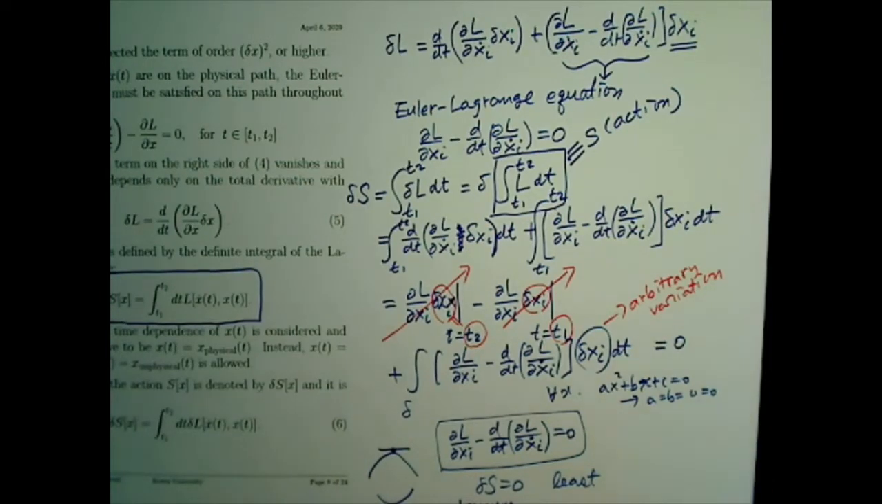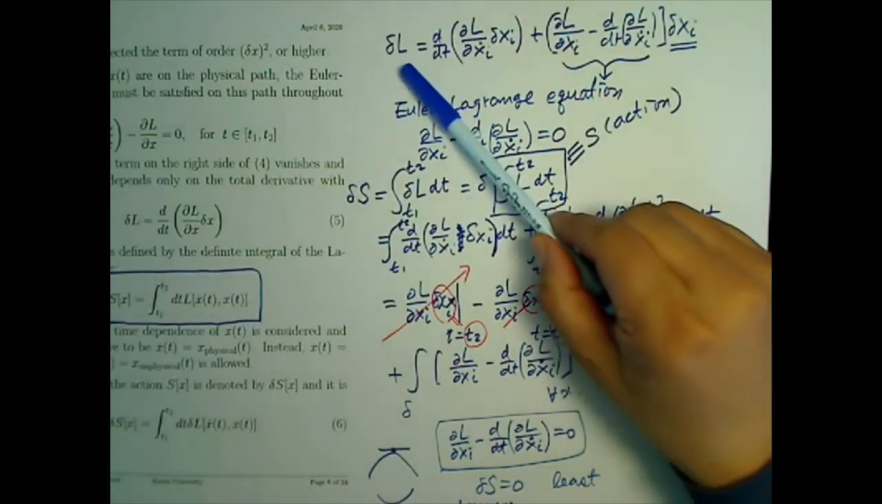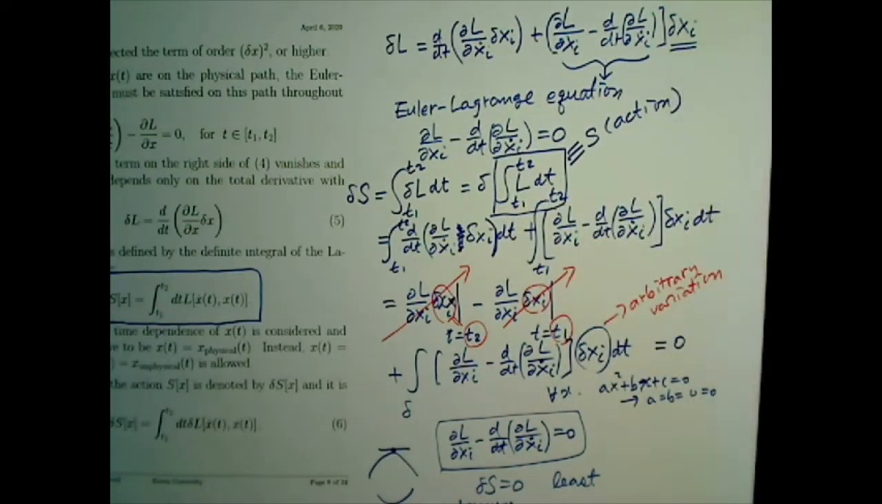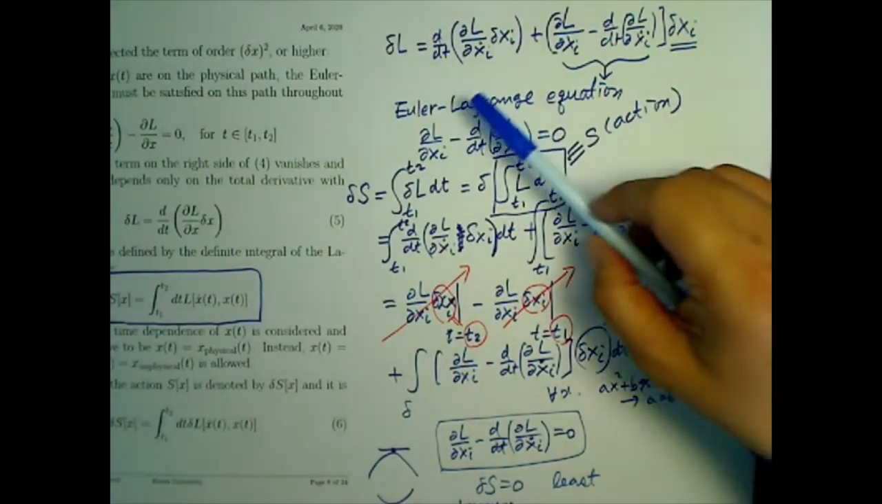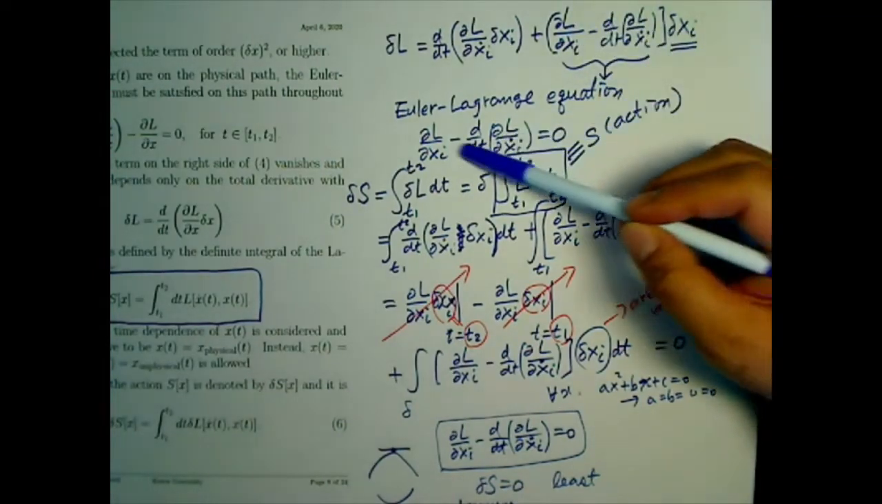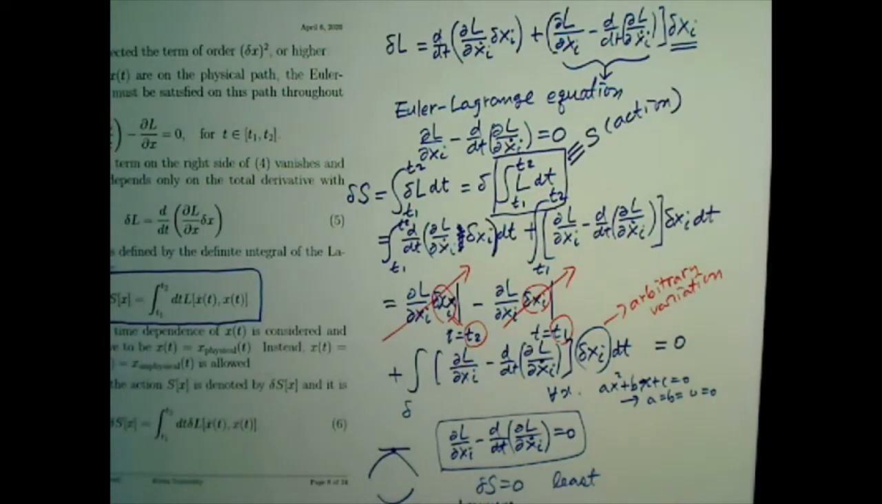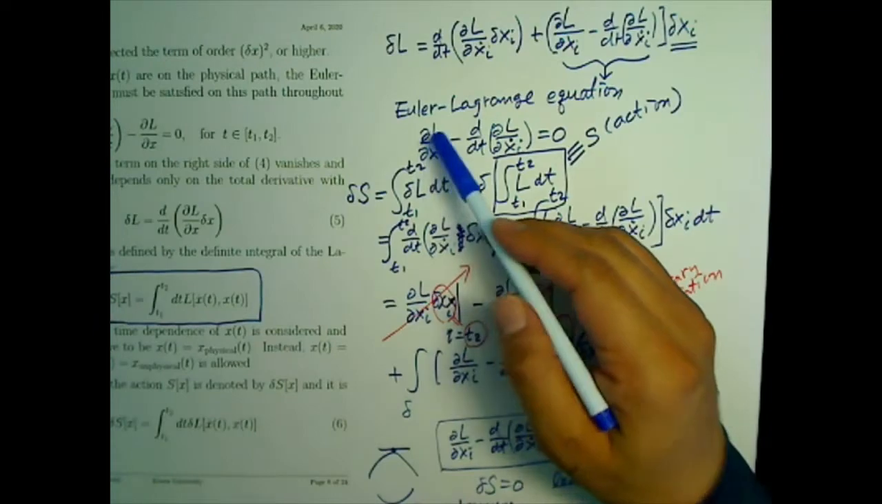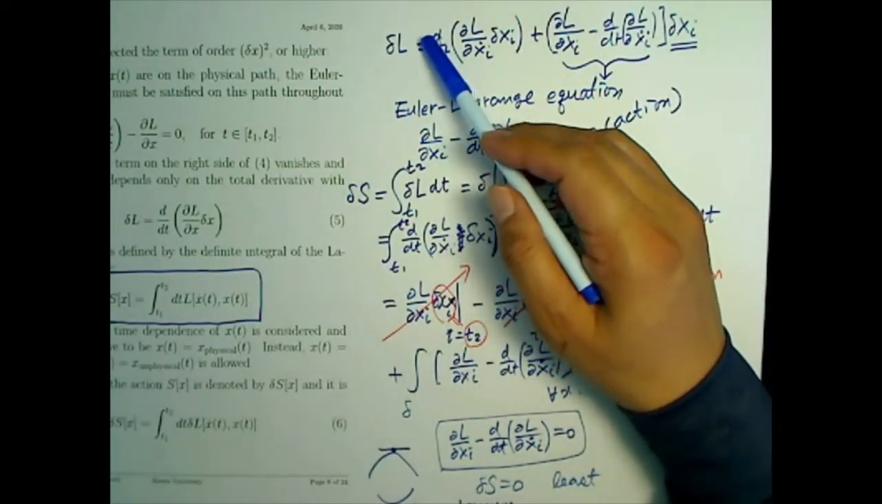Now, let us continue to find the relationship between the action and this variation. We have completed the variation of the Lagrangian in this form, where i is summed over, and this guy is the left-hand side of the Euler-Lagrange equation. And actually, what we have found is delta L. Let us substitute in here.